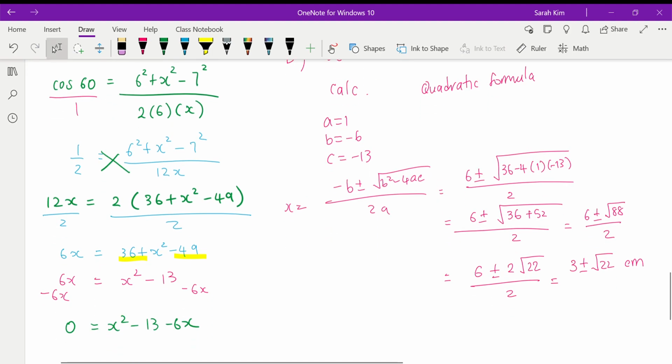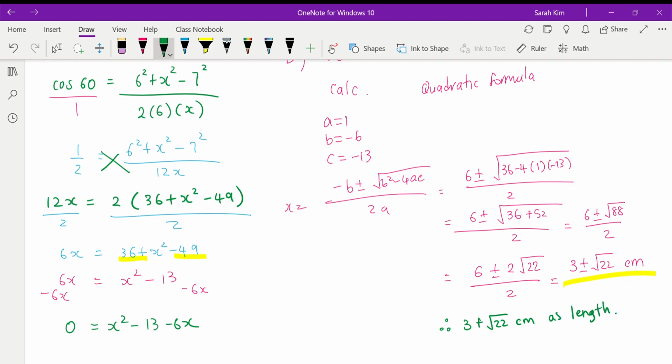So unfortunately, if you have a look at the answer, we know that we shouldn't really have a minus answer, so let me just try 3 take square root 22. That should give me a minus answer, and I can't have a minus length, so the answer should be the positive option only, as it's a length. And I think that's it. That's the exact answer. Let me just double check. 3 plus square root 22. Brilliant.